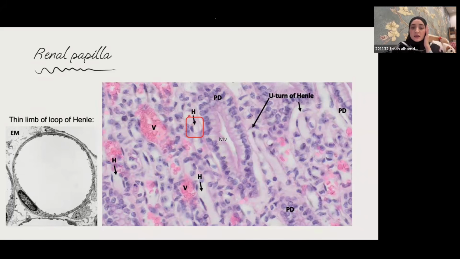Then H means the Henle, loop of Henle. So we have the thin loops of Henle and the U-turn of the loop of Henle here. Now you might ask, how do we differentiate between the loop of Henle and the simple squamous epithelium or the endothelium of the vasa?